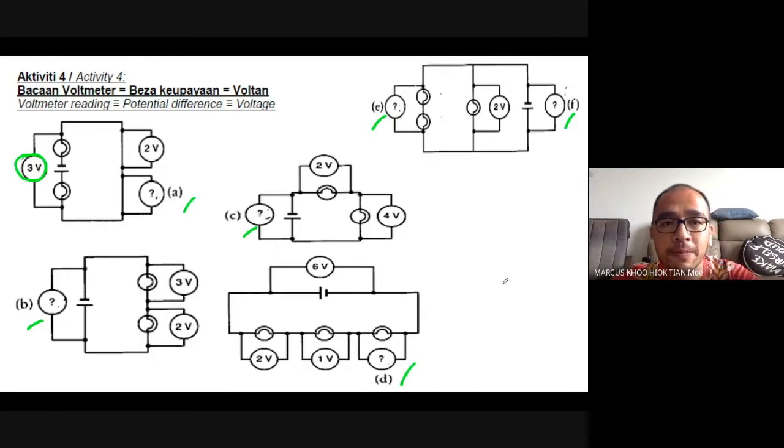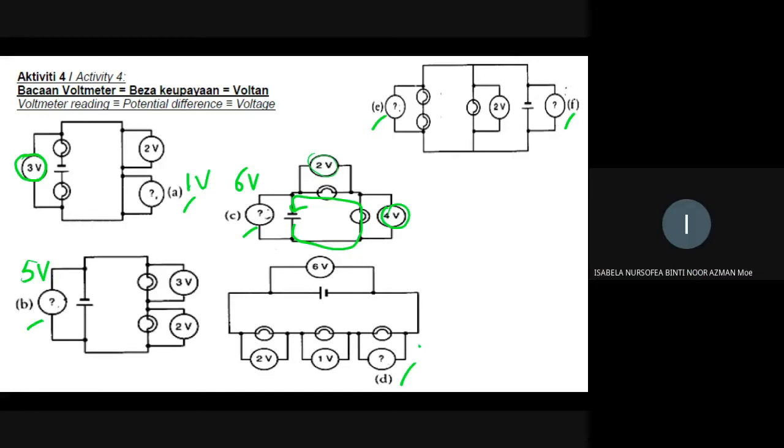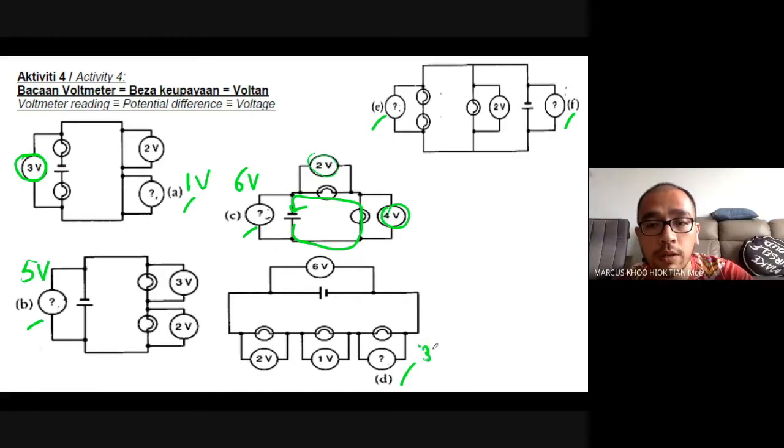Okay, A please. 1 V. Okay, 1 volt. B for Brandon. 5 volts. Good. C for Irdina. 6 volts. Okay, 6 volts. It is 4 volts plus 2 volts. Very good. D, who is it? Isabella. 3 volts. Okay, good. 3 volts because the total voltage is 6. So it has to be 2, 1, and then 3.